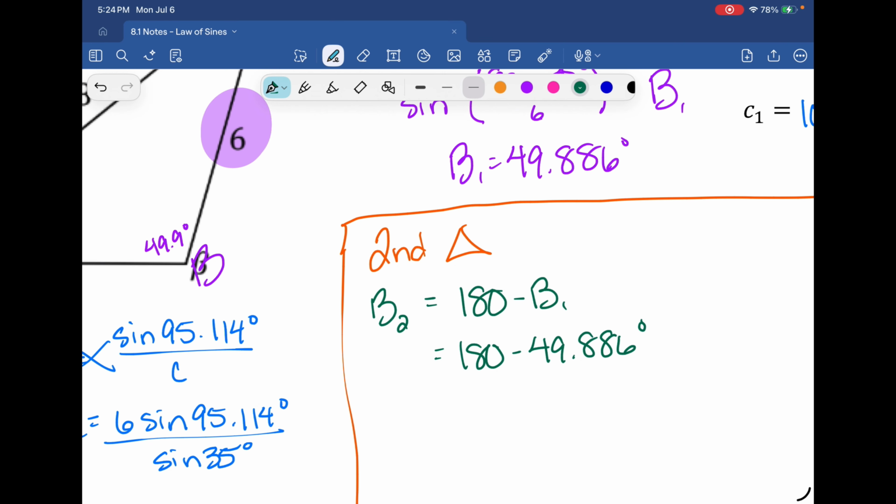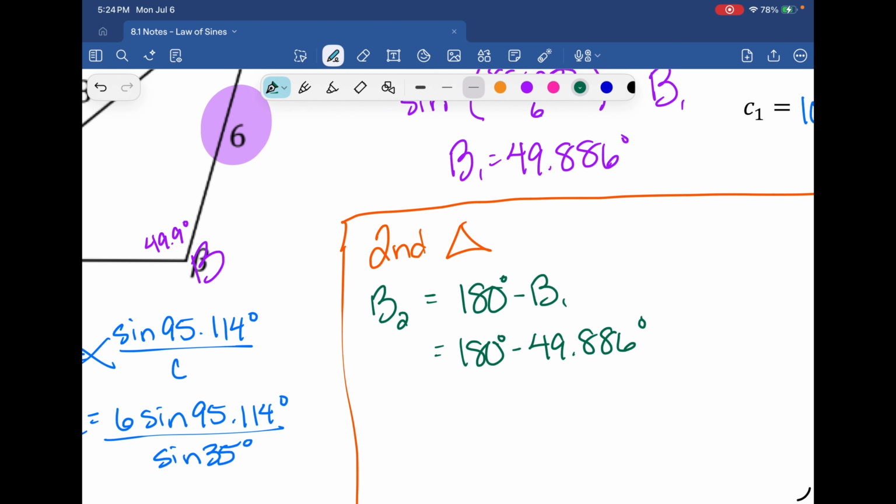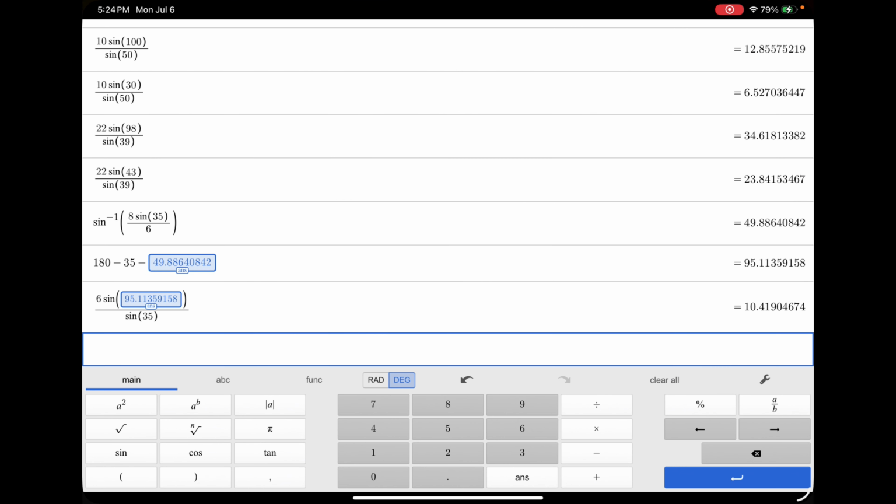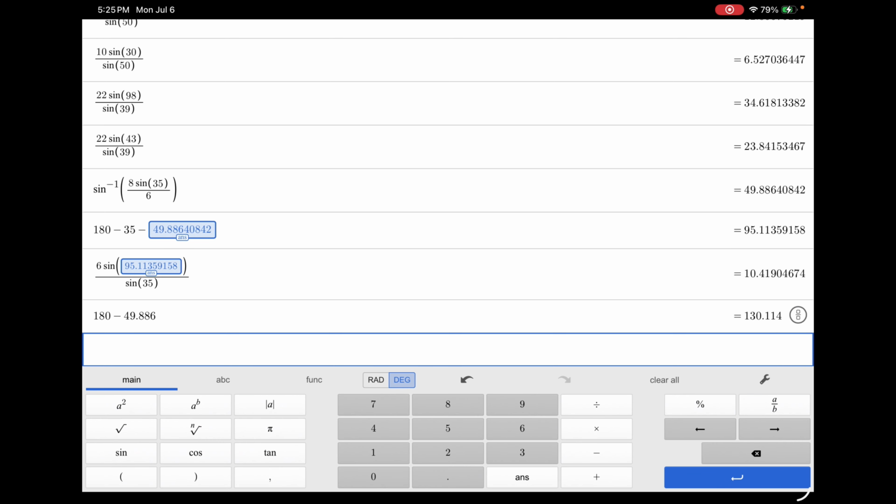This is where you want to be really careful with the rounding. So we're going to do 180 minus 49, and I'm going to use my unrounded 886. So 130.114.